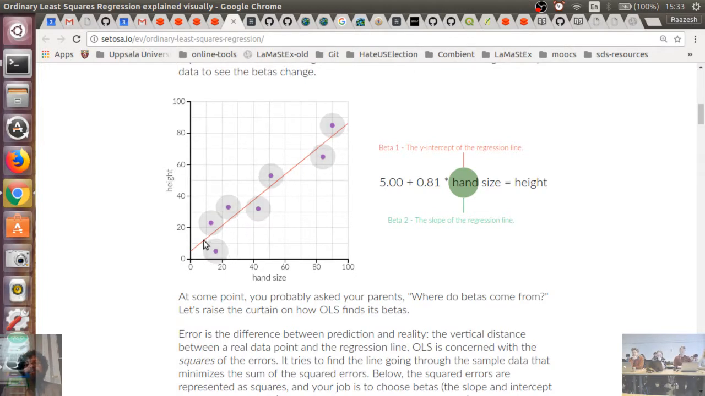And then all we're doing is fitting this line, and the main parameters are this 5.0, which is the y-intercept, and the other parameter is 0.81, which is the slope, right? So we multiply hand size on the x-axis with the slope and the intercept, and then we explain the height.